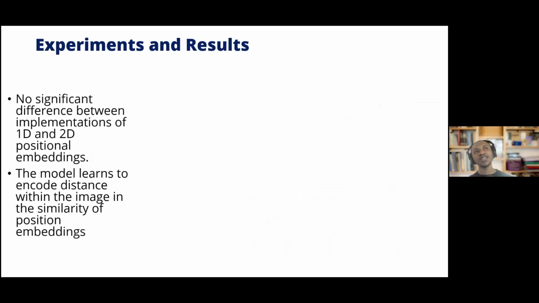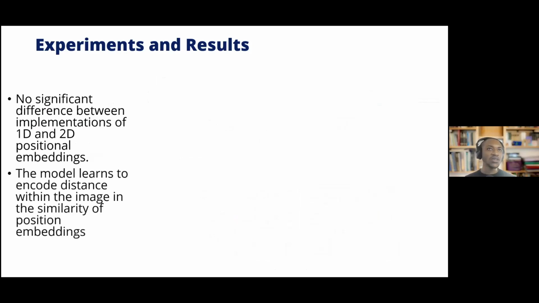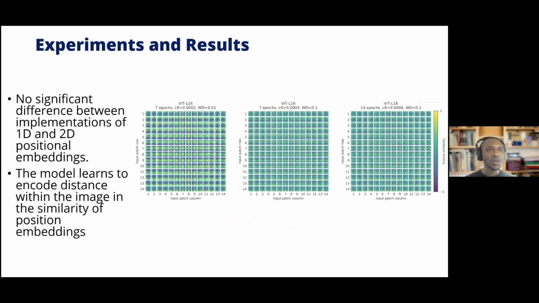Now talking about the positional encodings, positional embeddings, there is no significant difference, because you could do a 1D positional embedding and you could also do a 2D positional embedding by just maintaining the spatial relationship between the patches of the image. And according to them, there is really no difference. And finally, the model is able to learn to basically encode the distance within the image and the similarity to the positions of the embedding.